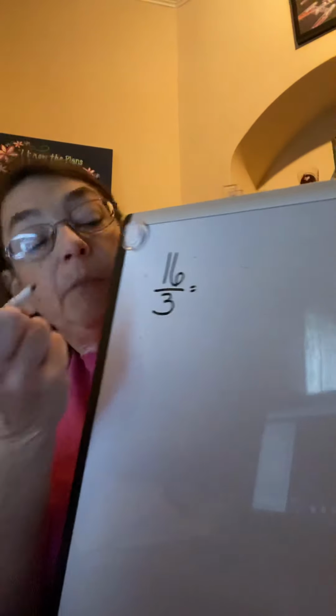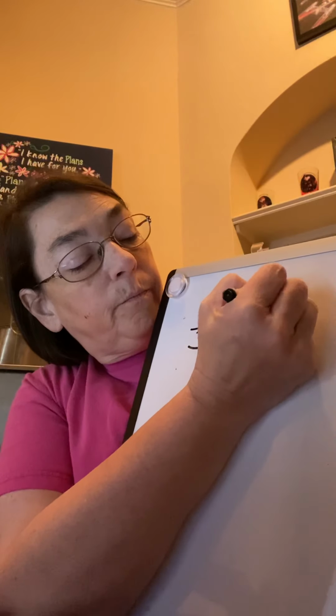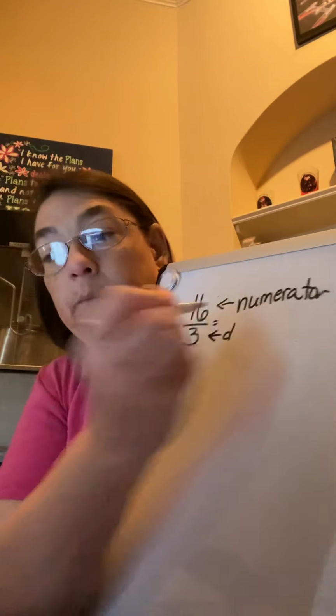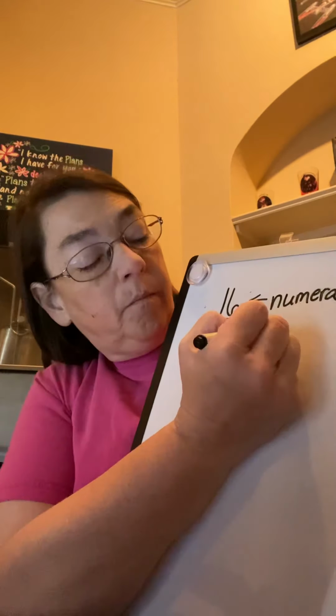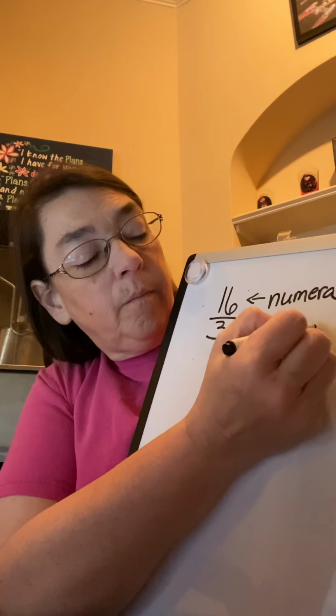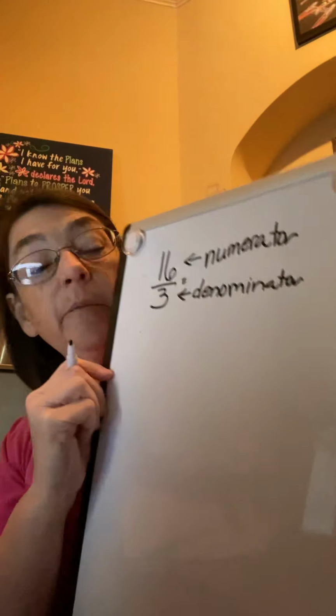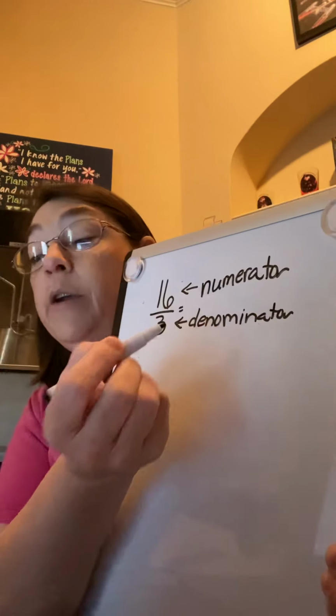So, if I have a problem like this, okay, 16 over 3. This is my numerator. And this is my denominator. Okay, my numerator and my denominator. Now, my numerator is bigger.